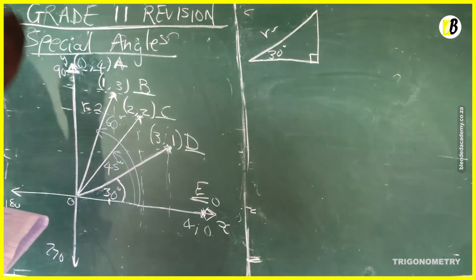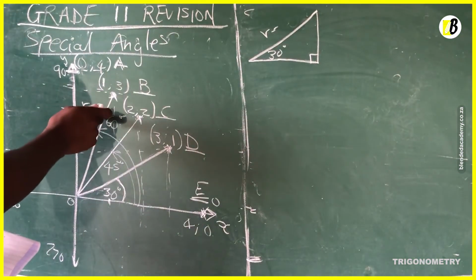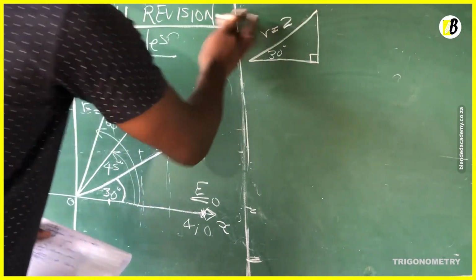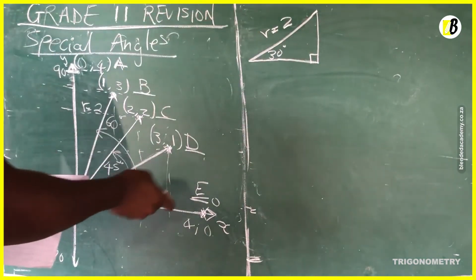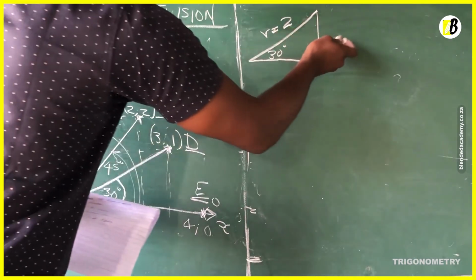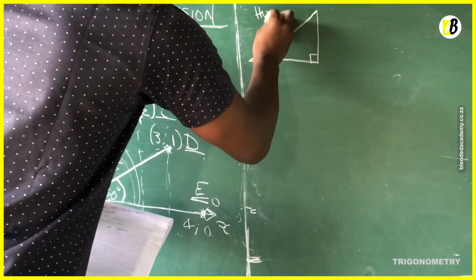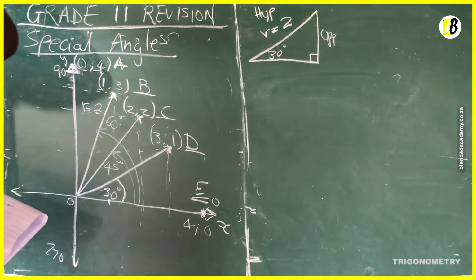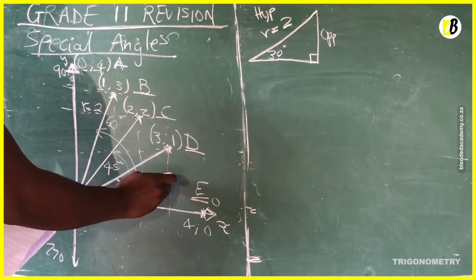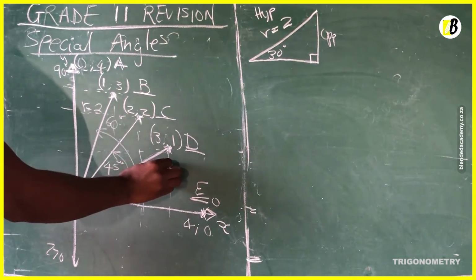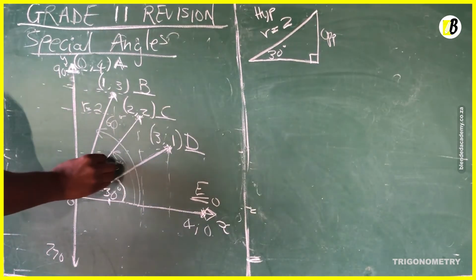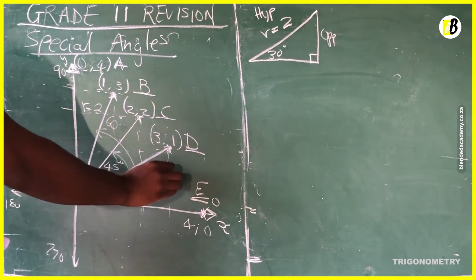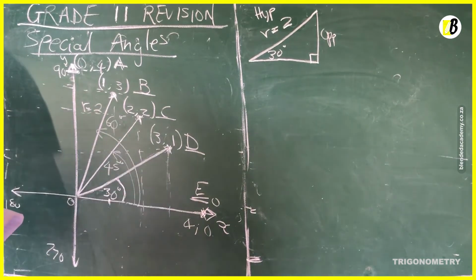And then this is our R. Remember that our R is always equal to 2. The length of these lines is always 2, so the hypotenuse is always 2 when dealing with special angles. And then the opposite side is here. Notice that the opposite side corresponds with the y-axis.